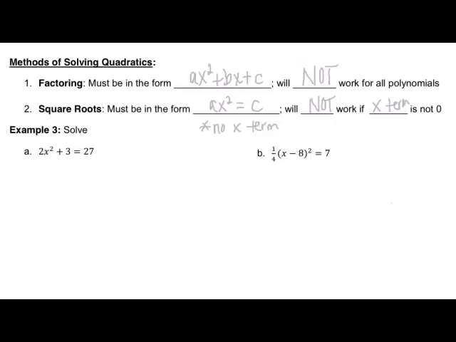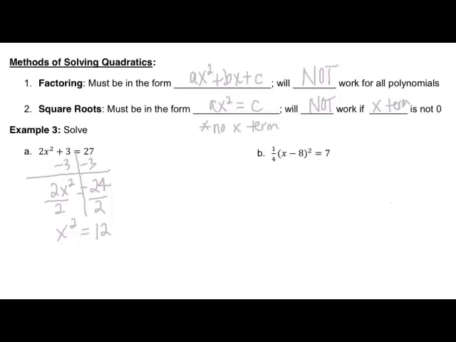So for part A, we have 2x squared plus 3 equals 27. Notice we don't have a single x term, so we're just going to isolate the variable just like we would solve an equation. So we're going to subtract 3 from both sides. We get 2x squared equals 24. Remember, we want to get x all by itself, so we're going to divide by 2. So we get x squared equals 12.